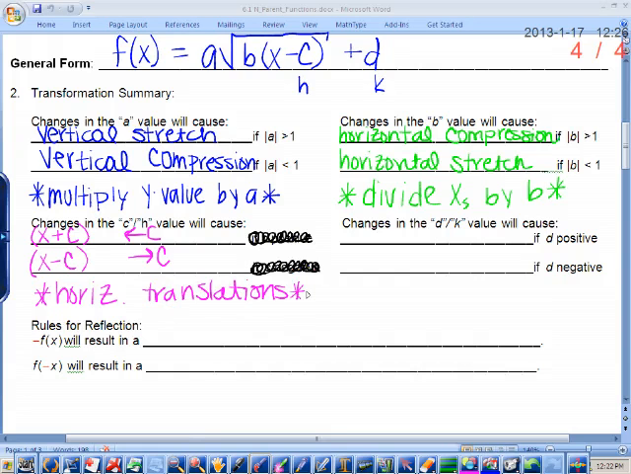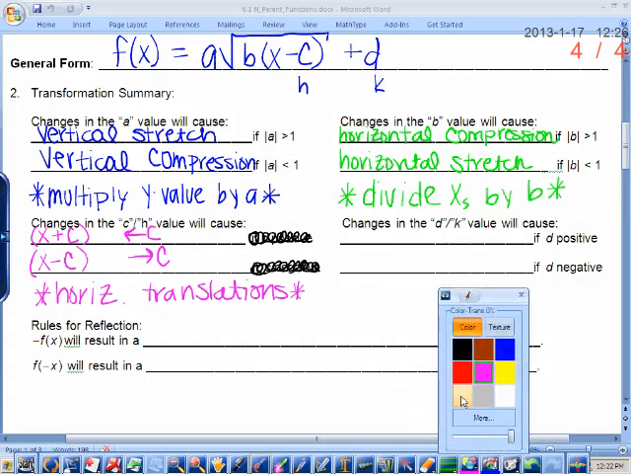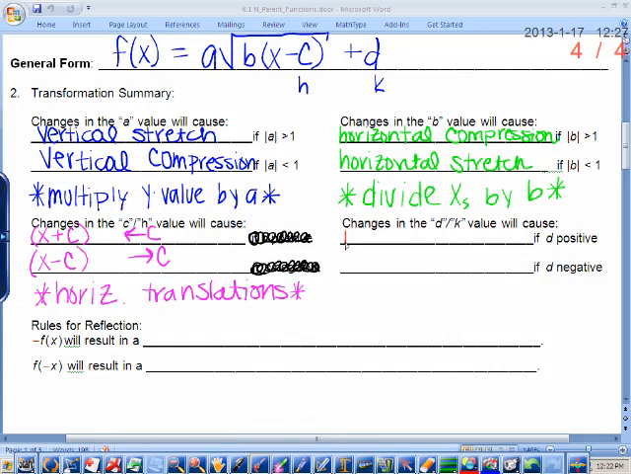Alrighty. If we add d at the end, oh, I'm out of colors. If we add d at the end, what does that tell us to do? Go up d units. If we subtract d at the end, what does that tell us to do? Down d units. And those are called vertical translations.